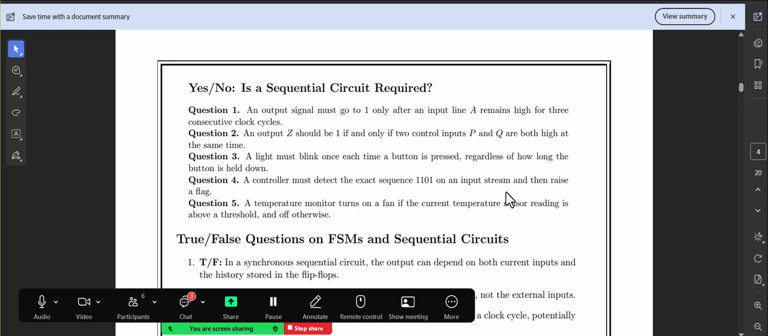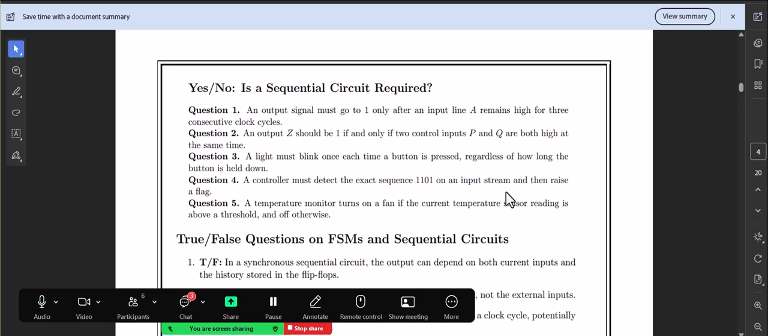Question 1. An output signal must go to 1 only after an input line A remains high for 3 consecutive clock cycles. Are you required to have a sequential circuit for that, or could you do that with combinational? It is required. Yes. An output Z should be 1 if and only if 2 control inputs P and Q are both high at the same time. Nope, you can certainly do that one combinationally.